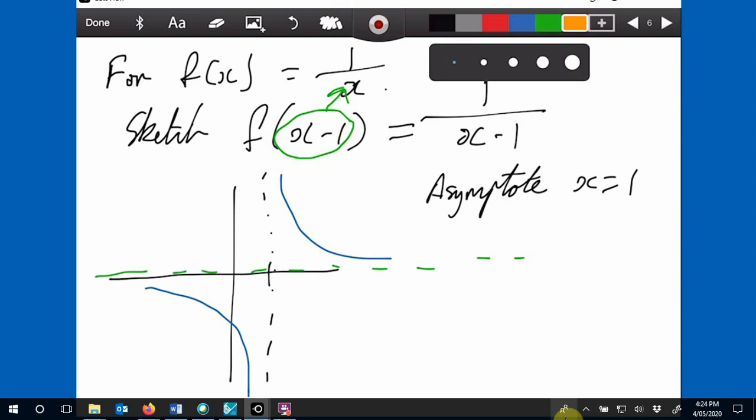Now, in the book, when you get to the question, they want you to find that intercept. So that should actually be -1 when you substitute x equals 0 into 1 over x minus 1. All right, but I'll leave that for you to do.